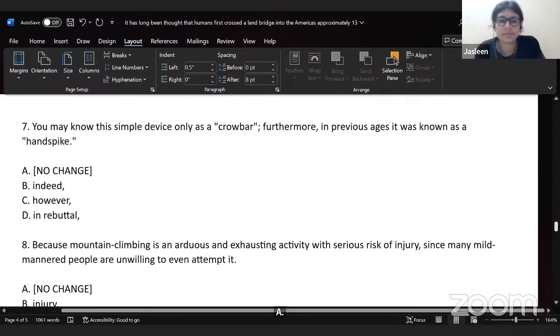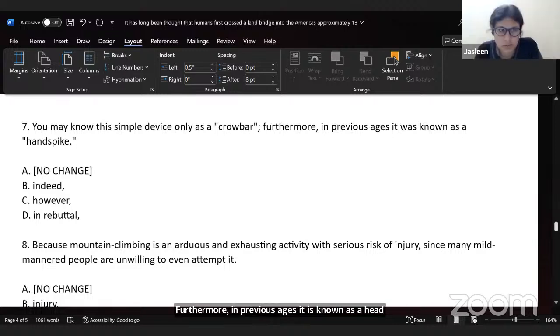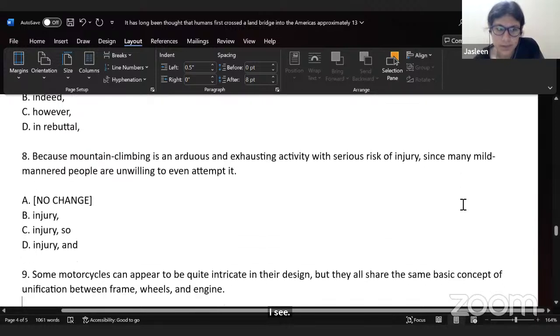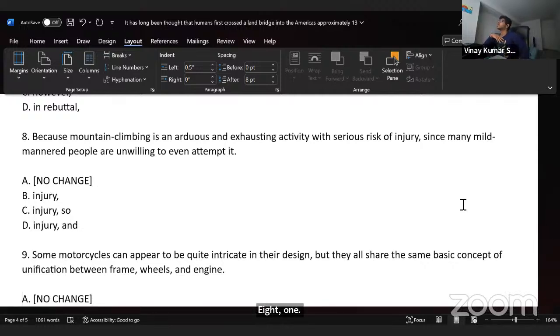Seventh one. You may know this simple device only as a crowbar. Furthermore, in previous ages, it is known as his iron spike. C. Yes. Eighth one. Because mountain climbing is an arduous and exhausting activity with serious risk of injury, since many mild-mannered people are unwilling to even attempt it. C. Perfect.